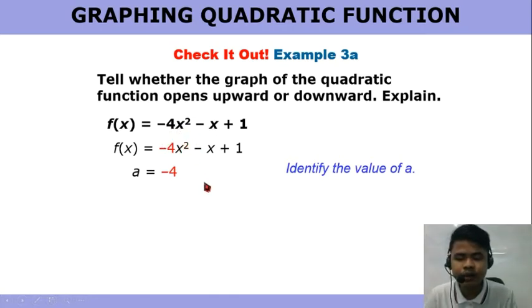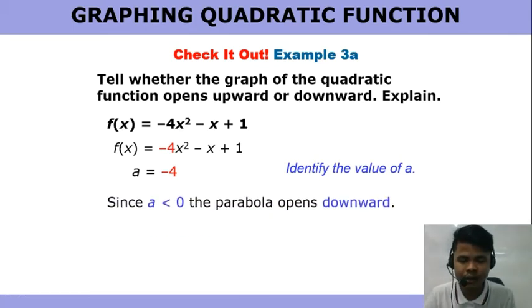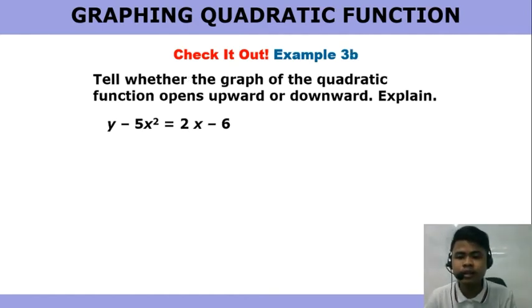So, A is equal to negative 4. So, the parabola opens downward. Kapag positive, upward. Kapag negative, downward. The next, tell whether the graph of the quadratic function opens upward or downward. Same pa rin kanina. Okay, we will determine if the parabola opens upward or downward.